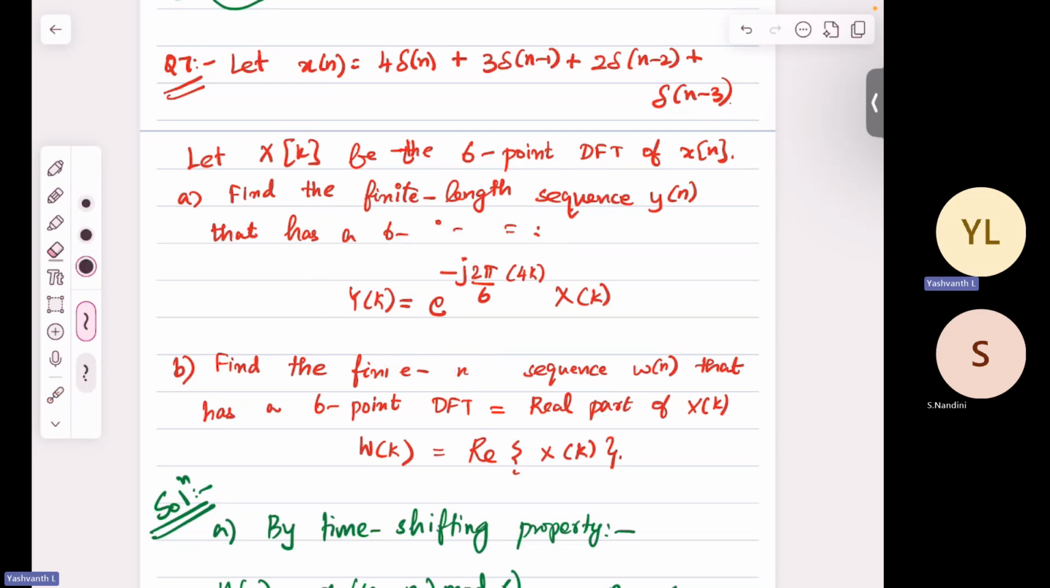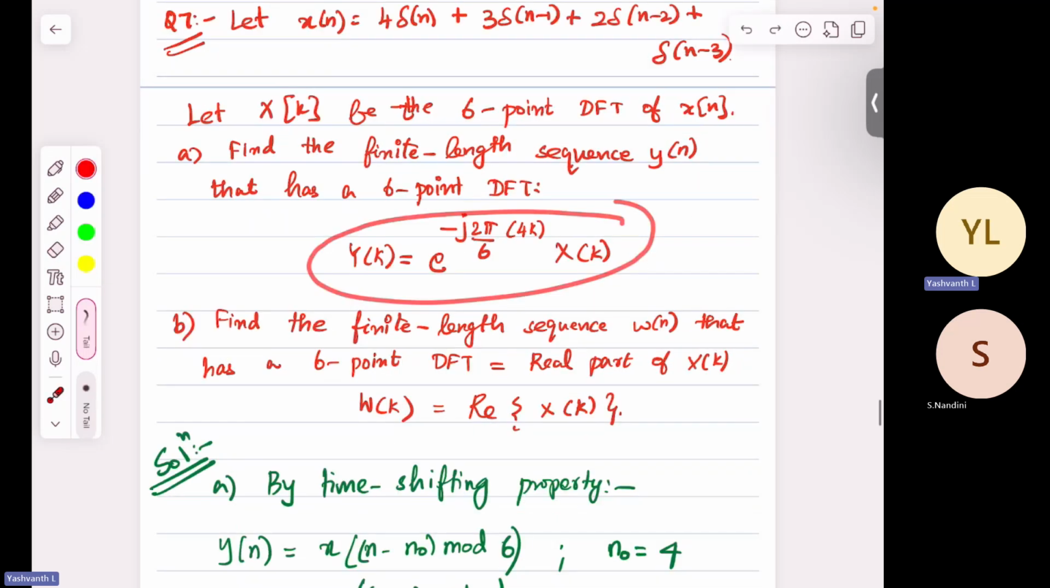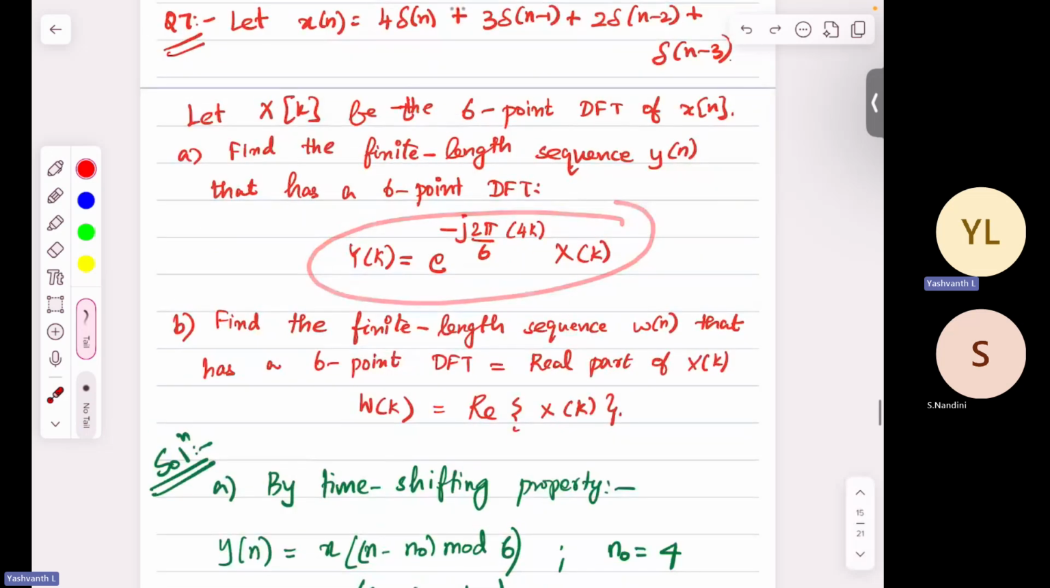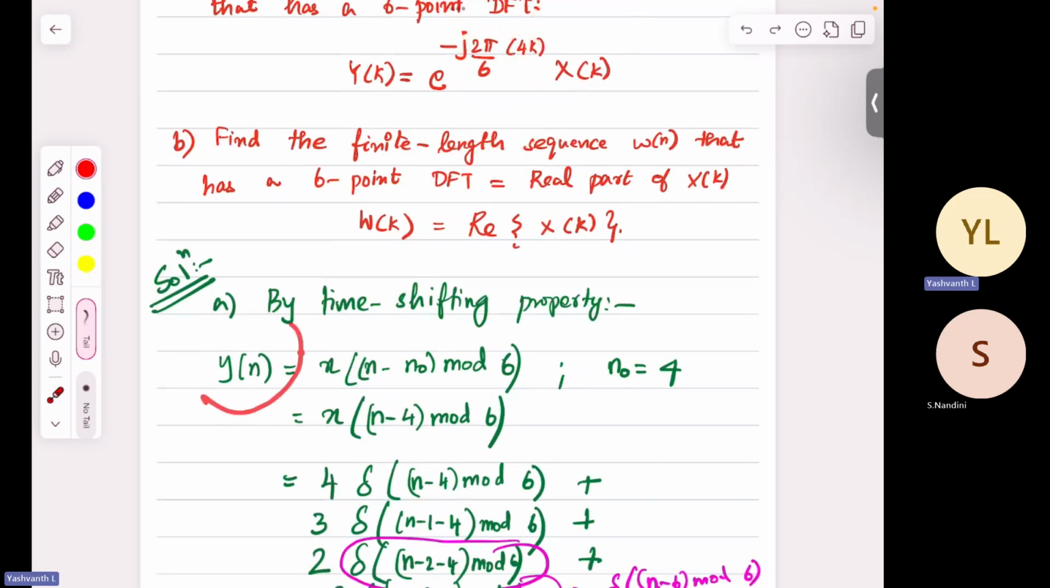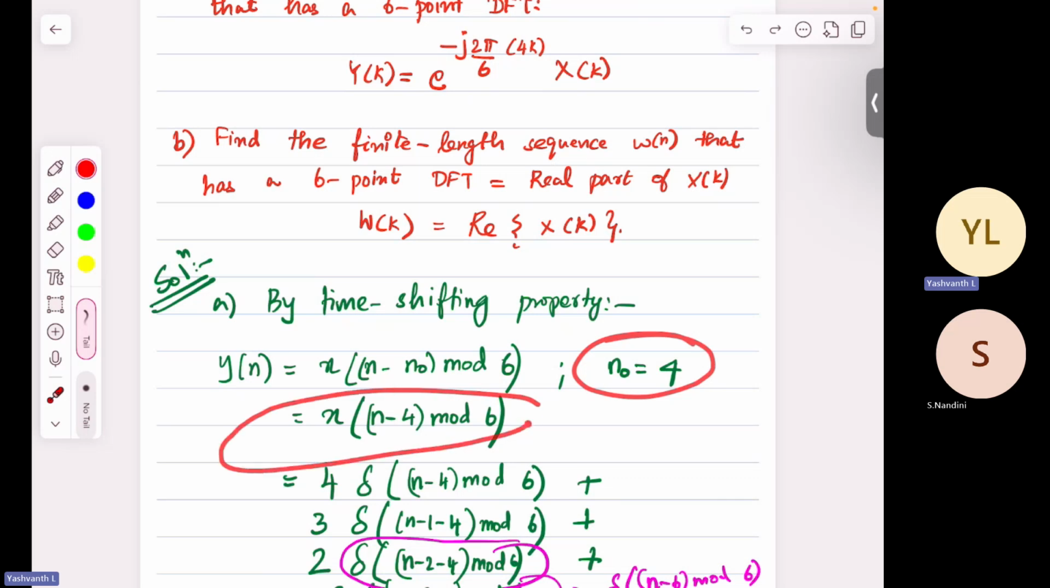First question, as I told, just use the time shifting property. By the time shifting property, you're delaying by an amount of 4, because this is 2 pi by N, where N is the number of points of the DFT, which is 6 here. Therefore, you're delaying by n0 equal to 4. Therefore, y of n is equal to x of n minus 4 mod 6. Do you agree? Is this okay?